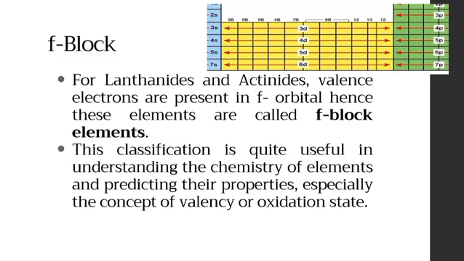The lanthanides and actinides form the f block. Their valence electrons are present in the f orbital. These elements are placed separately at the bottom of the periodic table to keep it compact and readable.